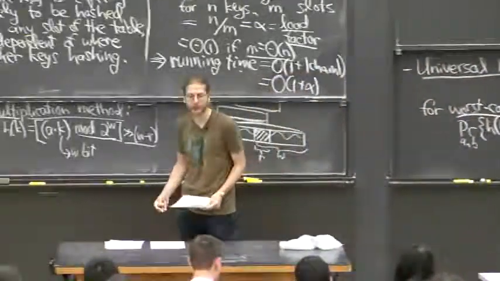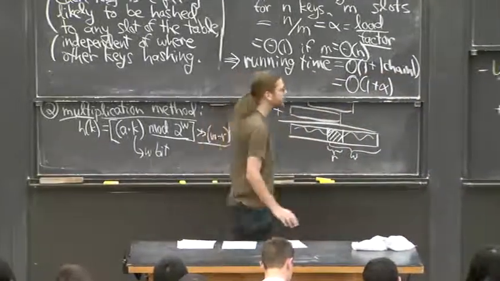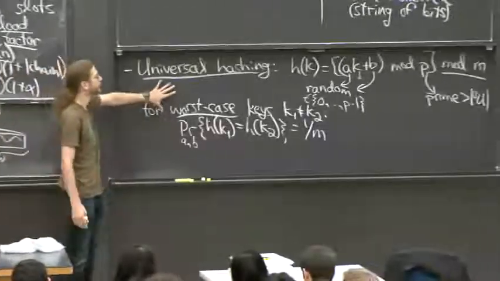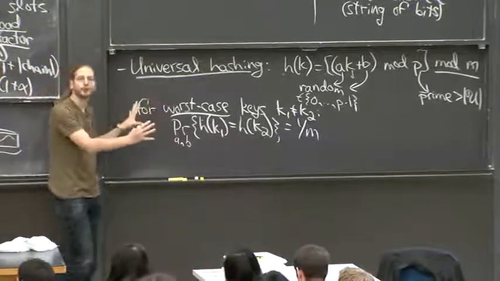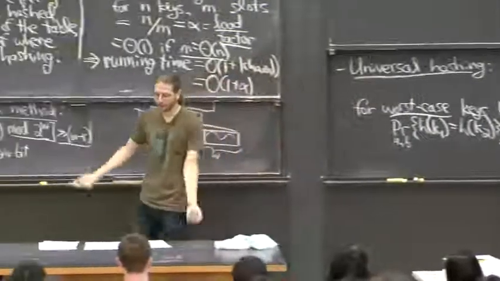And that's why hashing really works in theory. We're not going to go into details of this. Again, take 6046 if you want to know. But this should make you feel more comfortable. And we'll see other ways to do hashing next class.